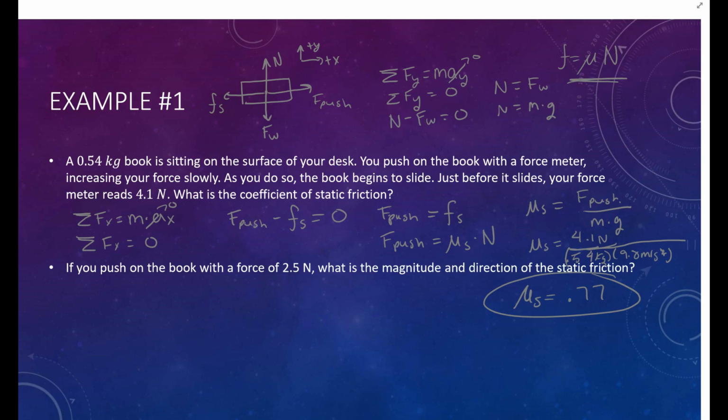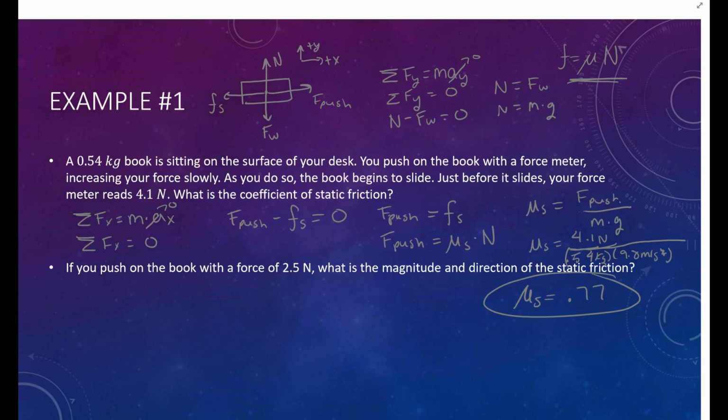All right. So part B, if you push on the book with a force of 2.5 newtons, we want to know the magnitude and direction of the static friction. We do not have to do a single piece of math for this. 2.5 newtons. How does that compare to my maximum amount of static friction? Almost half. So it's smaller. It's less than my maximum static friction.